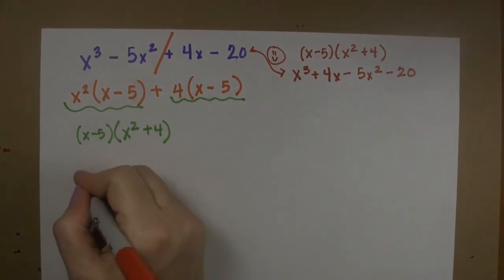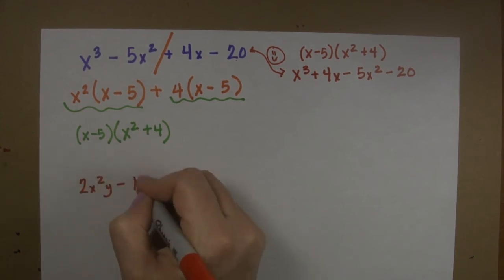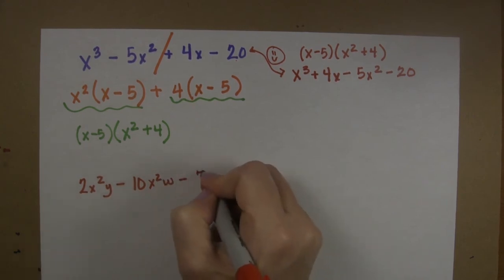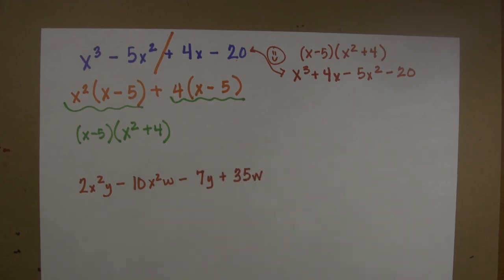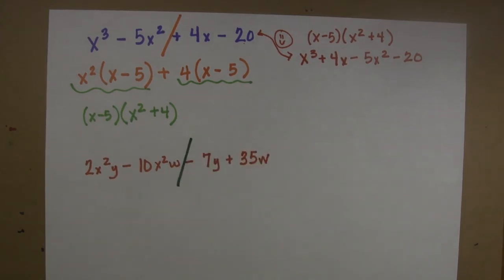All right, we'll do one more. Let's do 2x squared y minus 10x squared w minus 7y plus 35w. All right, so we're going to whack it in half. Whacking. Okay, so now just looking at this side of the equation, what can I suck out? I can suck out a 2x squared.